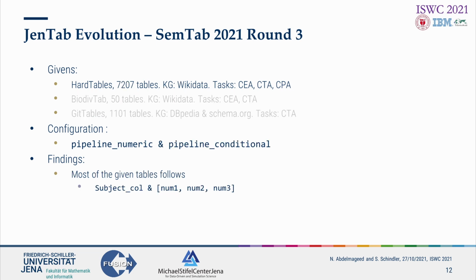In the last round, the givens are 3 datasets. At first, a new dataset from hard tables with a complete set of tasks with the Wikidata target knowledge graph. However, this time we have found the structure of the data has changed. Most of the tables are given by a single subject column and the rest of numerical columns. So we have implemented the pipeline numeric and the pipeline conditional.